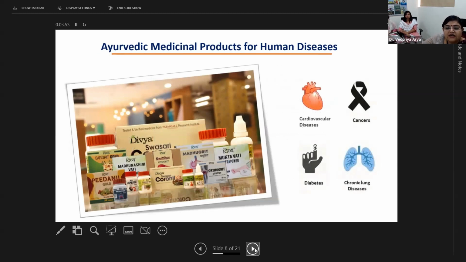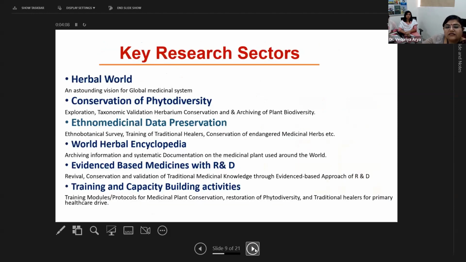We have worked very hard on cancer, and some of the medicines are shown here. You are very much familiar with a very common medicine, Coronil, which was a boon during the corona pandemic time to all of the individuals residing in our country. So what are the basic sectors?